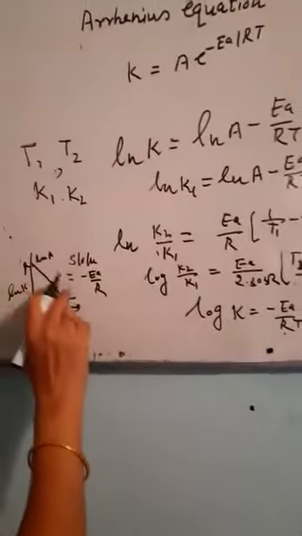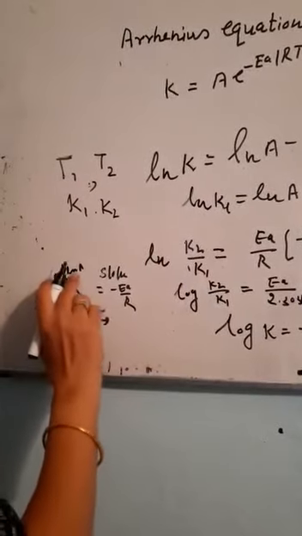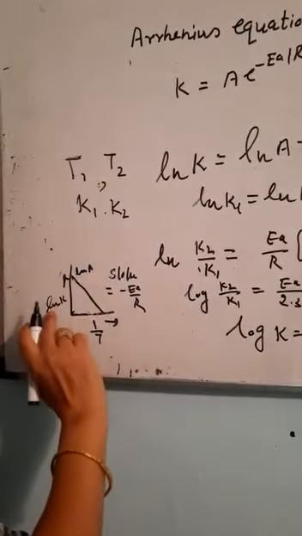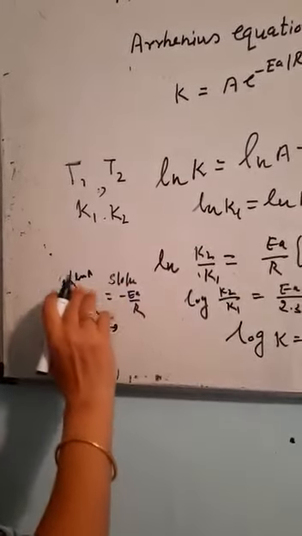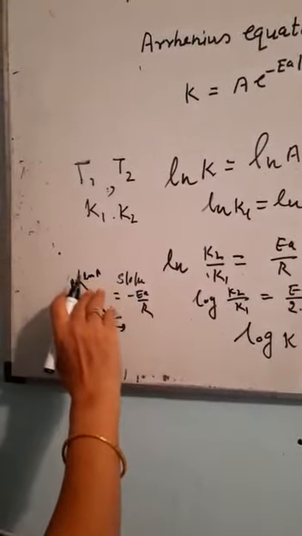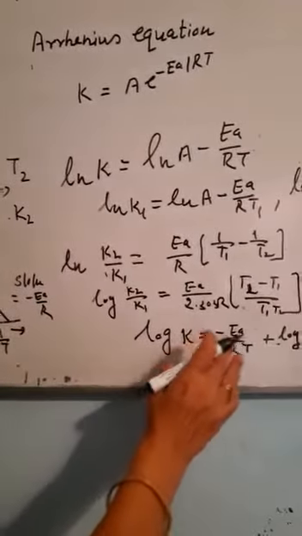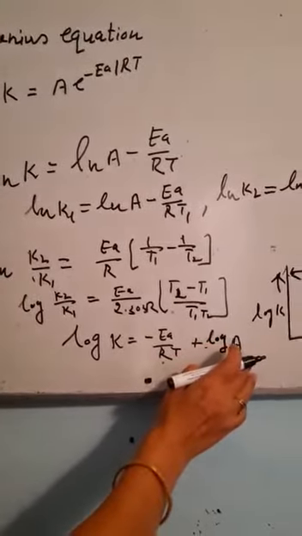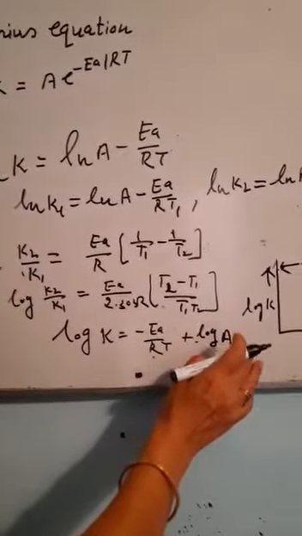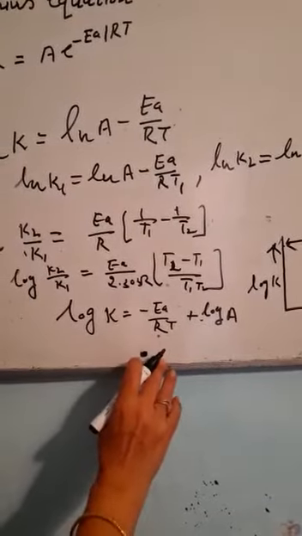If it is in the form of ln, then the plot is again a straight line, and the slope will give -Ea/R and the intercept will give ln A. We can very easily calculate using log K = -Ea/(2.303 RT) + log A. If we know the value of the pre-exponential factor, K can be calculated by taking the antilog.